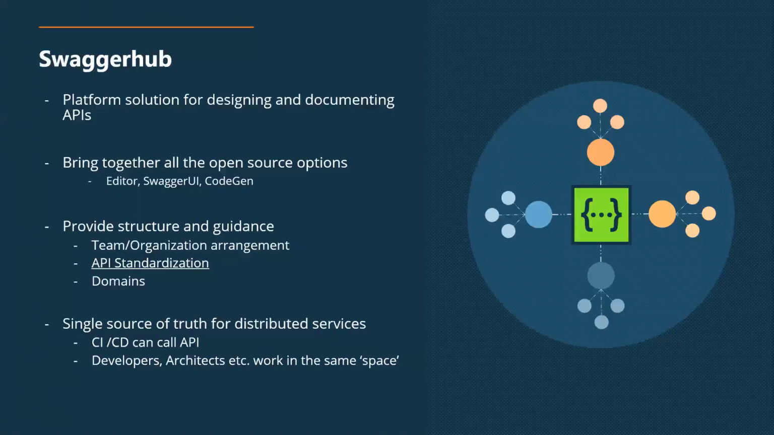So we see SwaggerHub as a single source of truth for distributed services. So CI/CD can call an API, developers and architects can work in the same space. So it's a fully collaborative platform that allows you to design, develop, and document your RESTful APIs, and then go ahead and use the likes of auto mocking for static mocks as well.